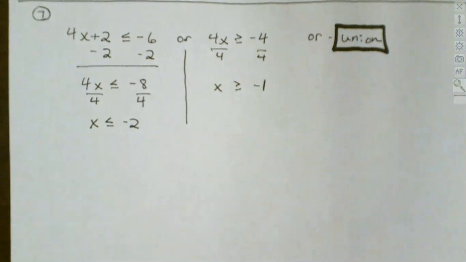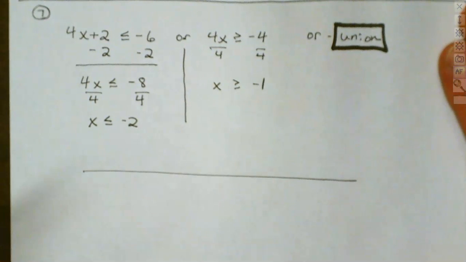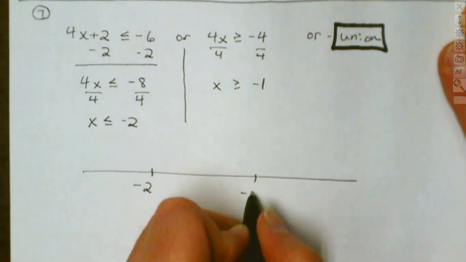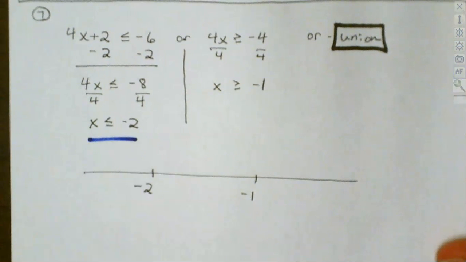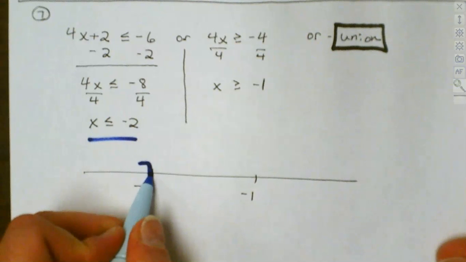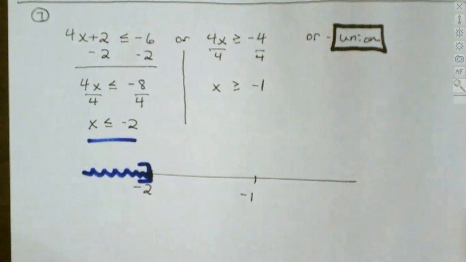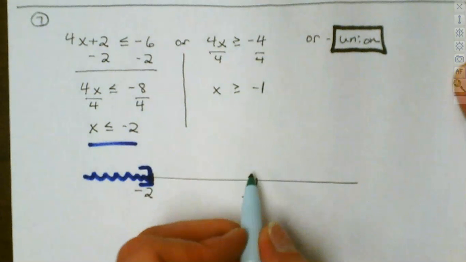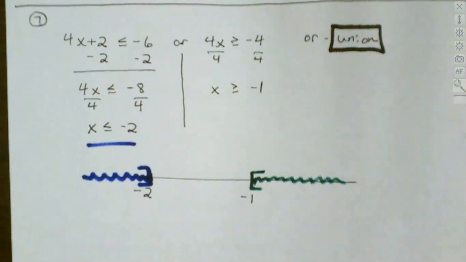This one's going to have a little bit different answer than the last one. Make sure you put them in the correct order. Negative 2 is on the left. Negative 1 is on the right. Okay, negative 2 points to the left. We're going to use a square bracket. There's that piece. Negative 1 points to the right. We're again going to use a square bracket. So it looks like that.